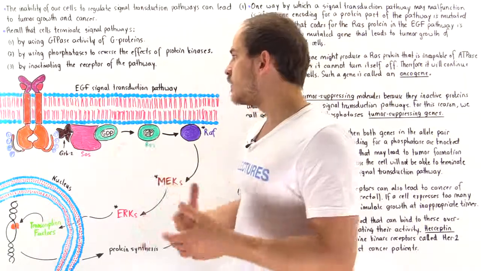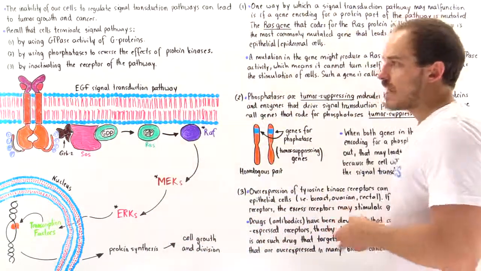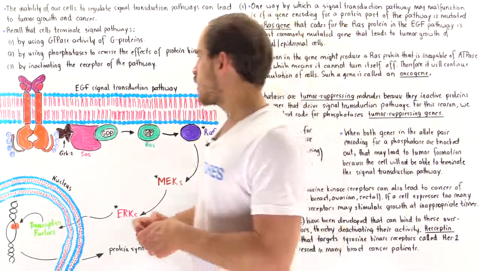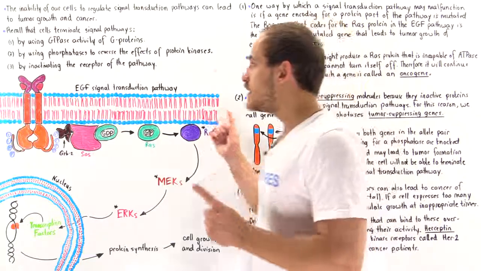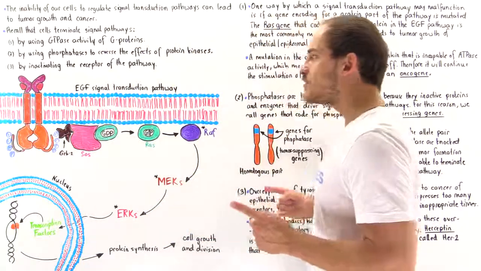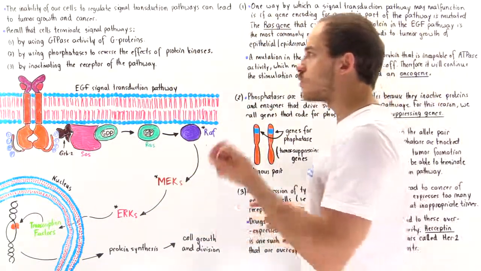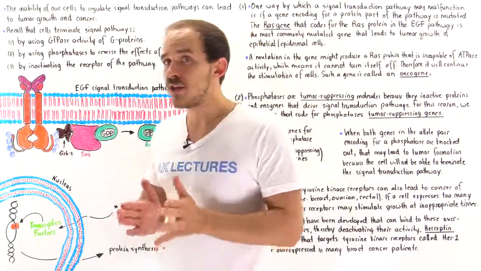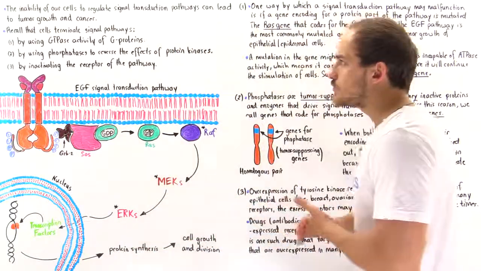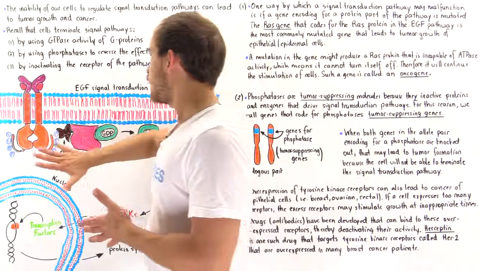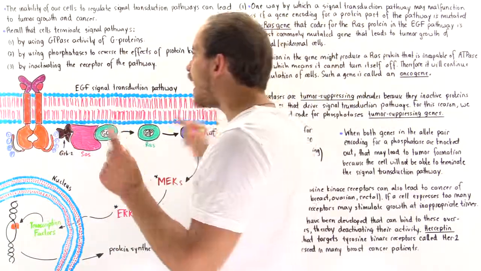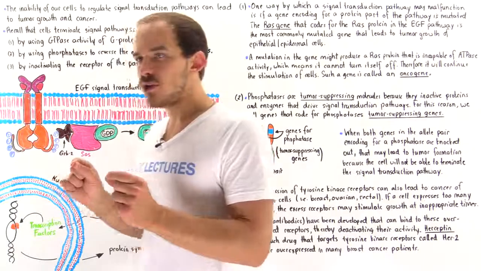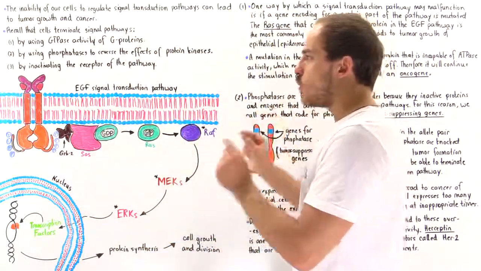To use an example, we're going to focus on the EGF signal transduction pathway, where EGF stands for epidermal growth factor. Remember, this is the pathway used by the cells that ultimately stimulates the growth and division of epithelial and epidermal cells. So let's begin by focusing on how this pathway takes place, beginning with the binding of the EGF molecules onto their domains.